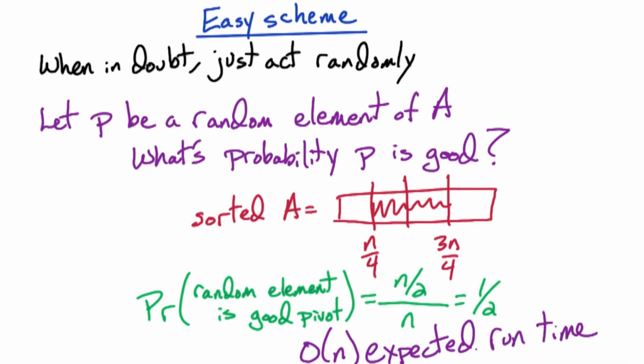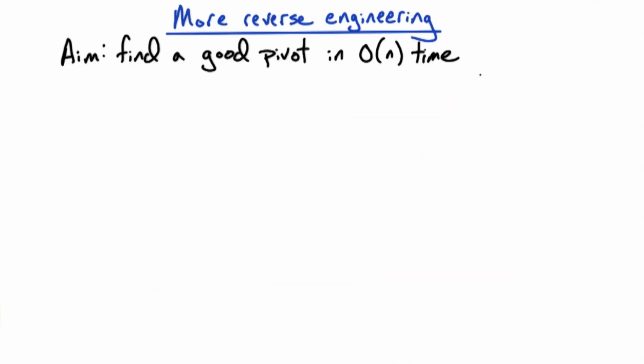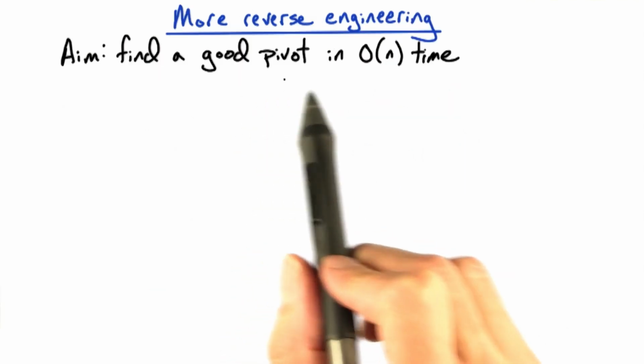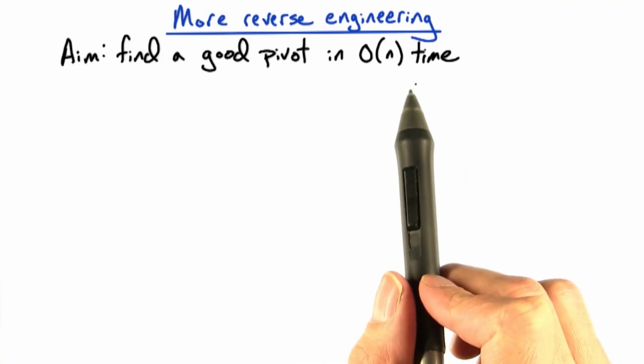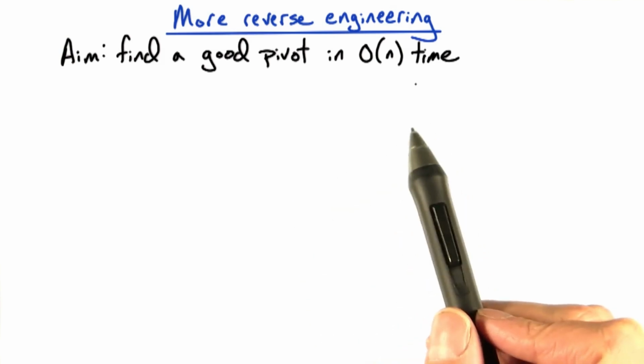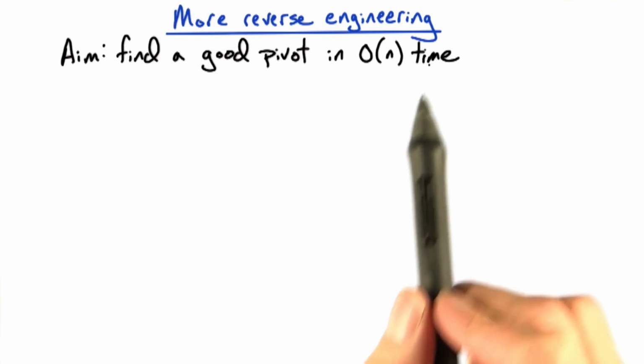So this is a reasonable algorithm, but all I have guaranteed is that the expected runtime is order n. I want an algorithm whose guaranteed worst case runtime is order n. So how can we guarantee to find a good pivot in order n time? That's the task we're going to try to tackle now. Now our aim is to try to find a good pivot in order n time, and we want to do this in worst case order n time. What we just saw is an algorithm which finds it in order n expected time.